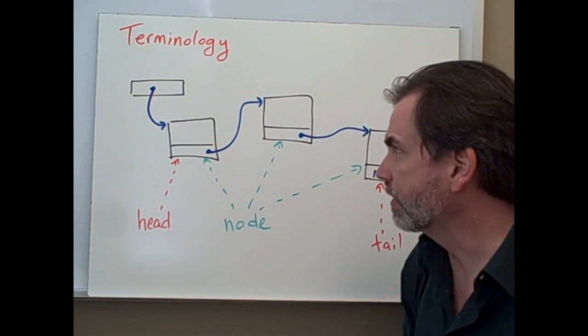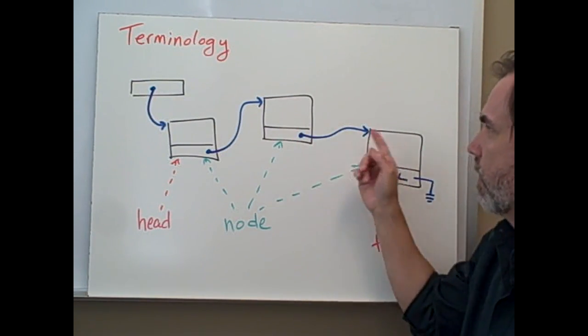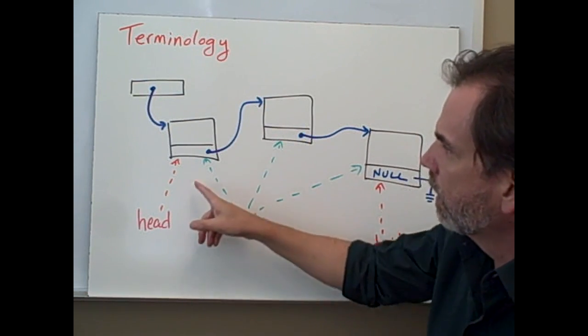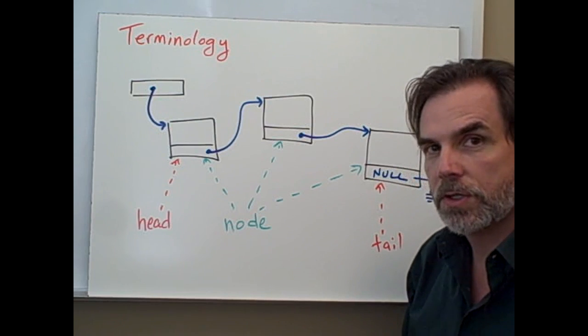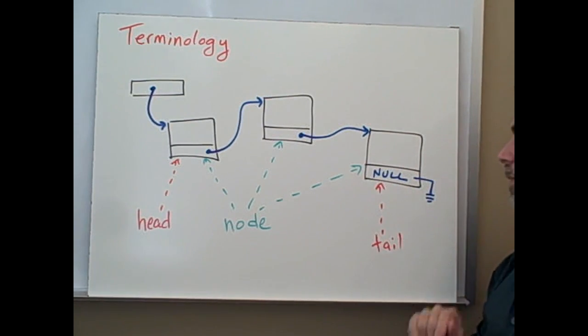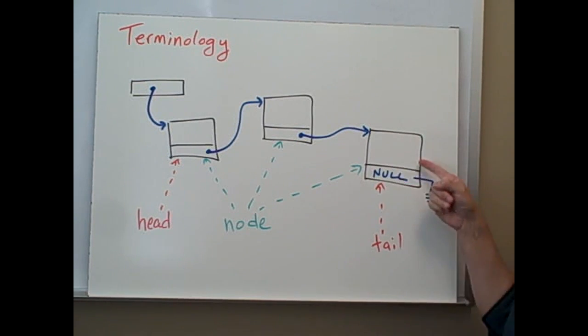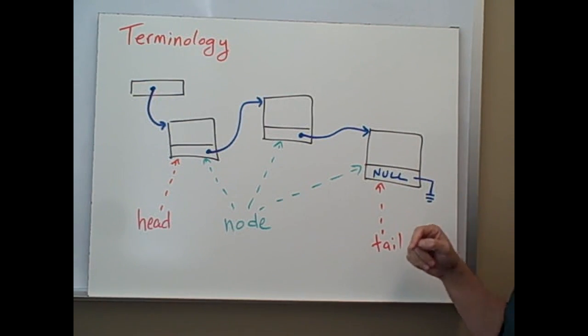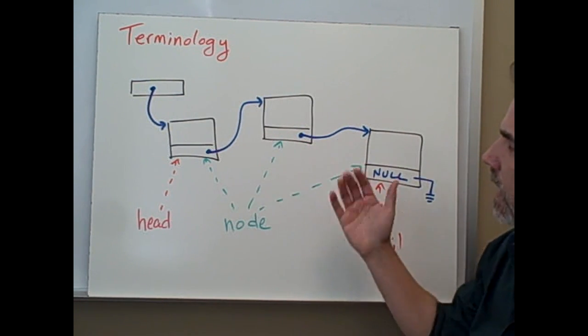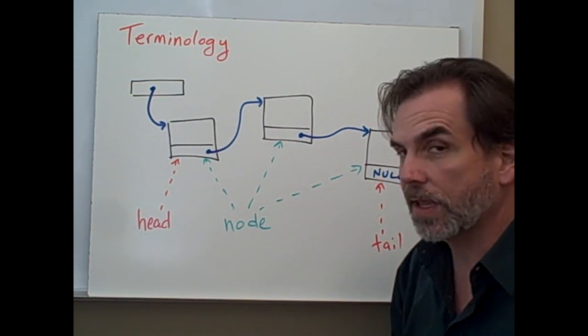A little more terminology here. As I've already said, each element of the list is called a node. The first element of the list is referred to as the head of the list, and the last element is referred to as the tail of the list. So we can look at this element and know that it's the tail because it has a null pointer in its next field. But the head is not distinguished in any particular way. It looks just like any other node.